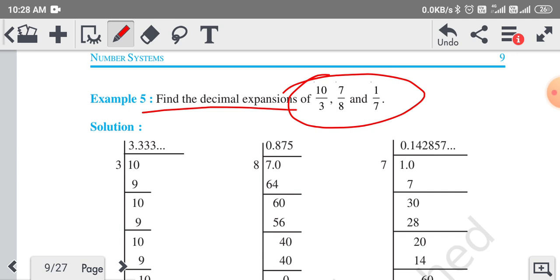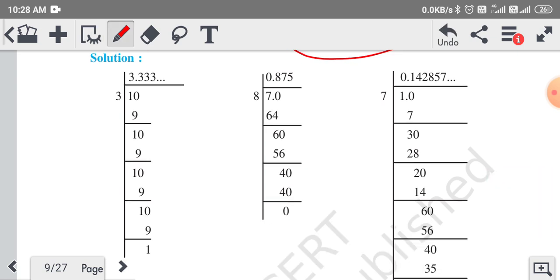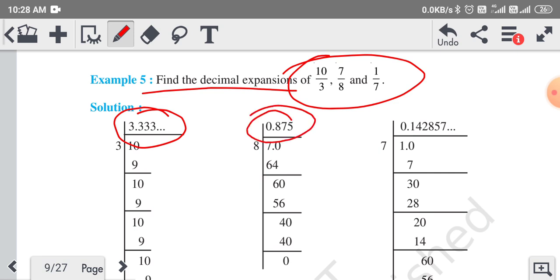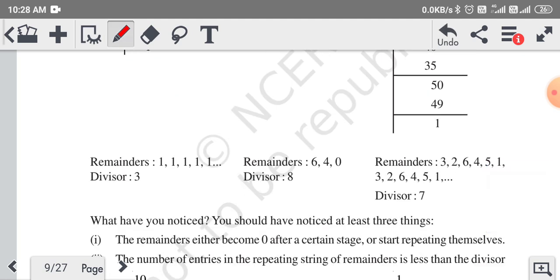First, when we divide 10 by 3, it comes out to be 3.3333 and so on. And when we divide 7 by 8, that comes to 0.875. And when we divide 1 by 7, that is equal to 0.142857 and so on. The remainders are 1, 1, 1 and so on, with divisor 3 and divisor 8, and this.